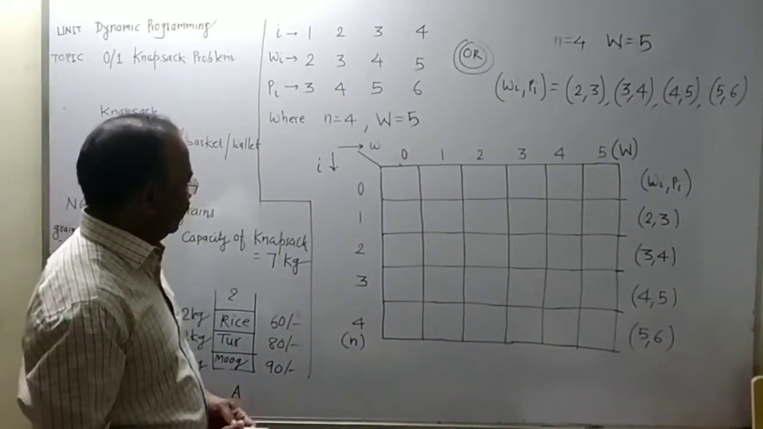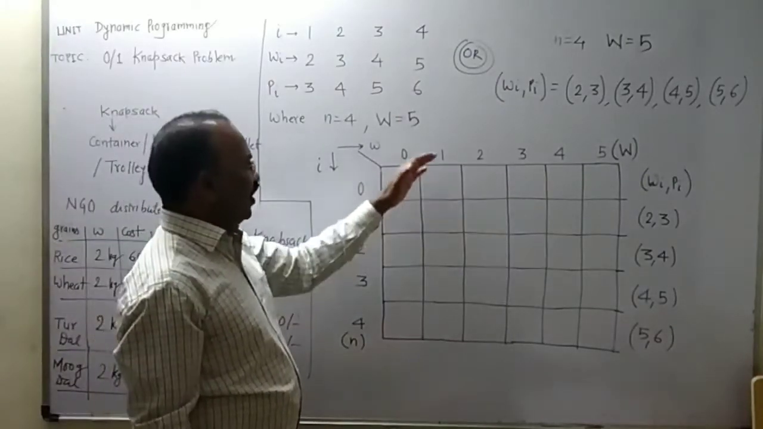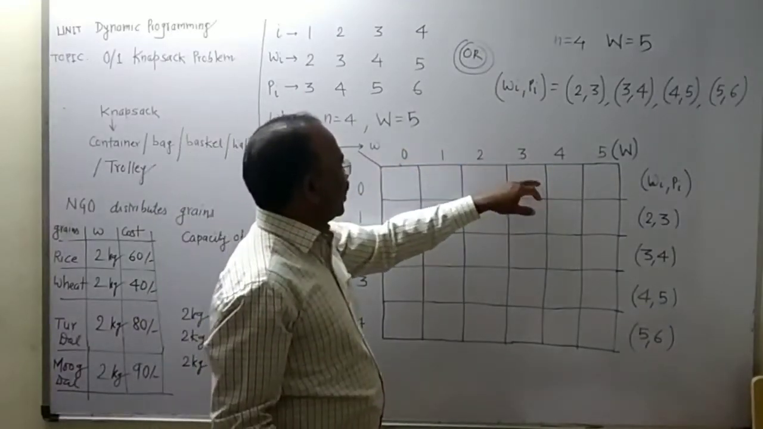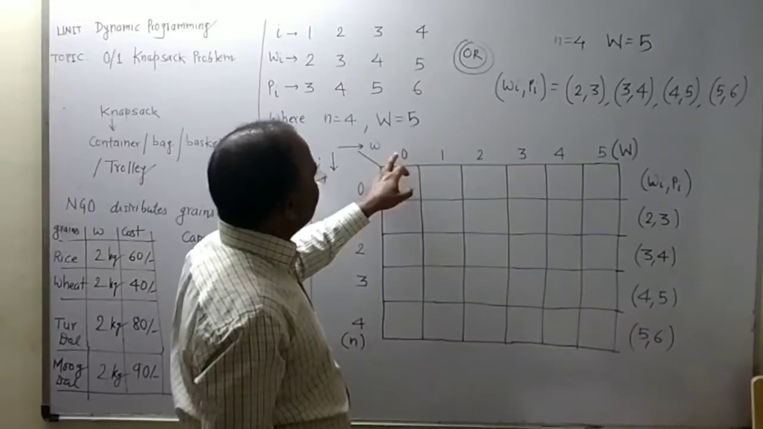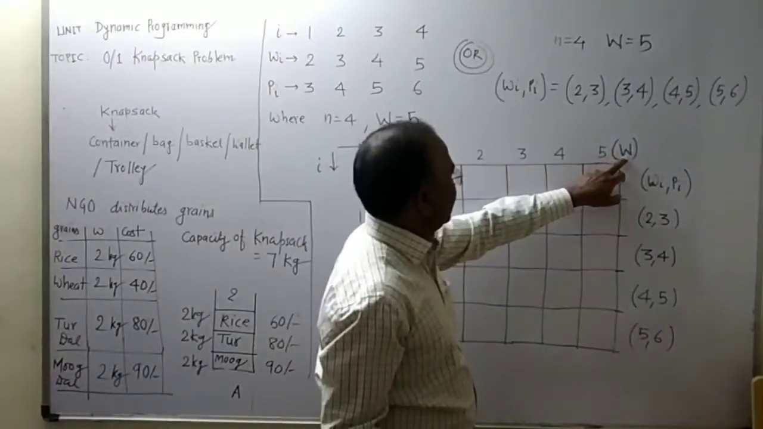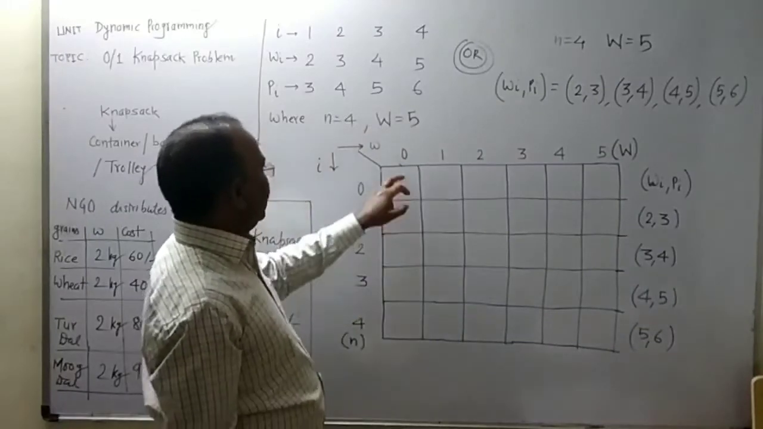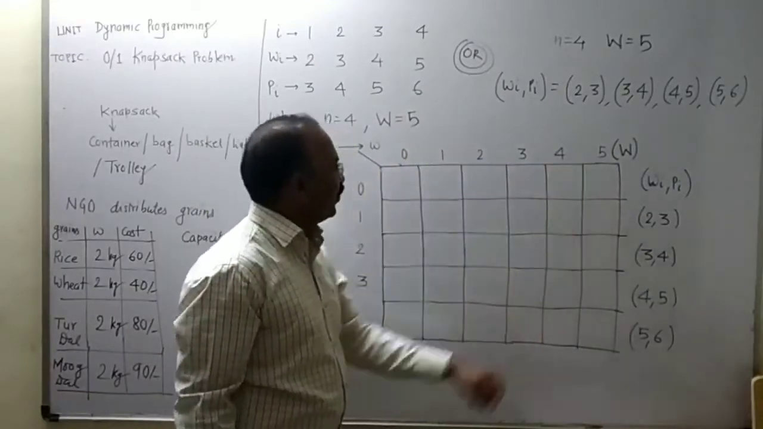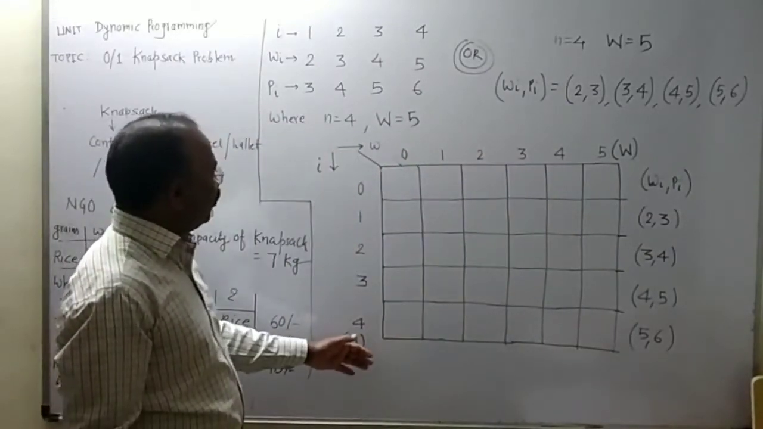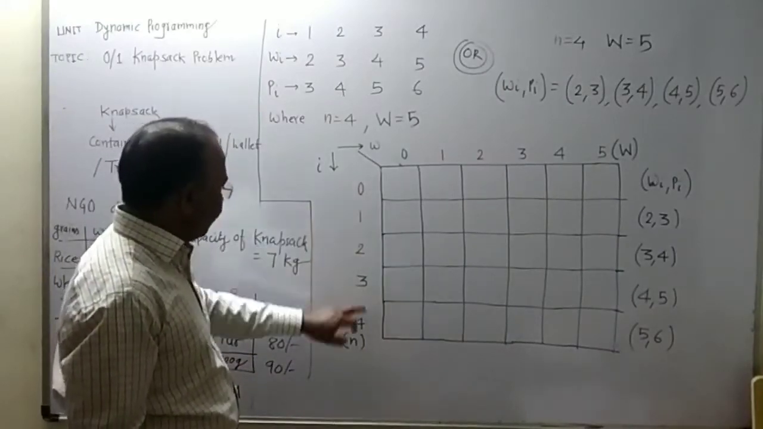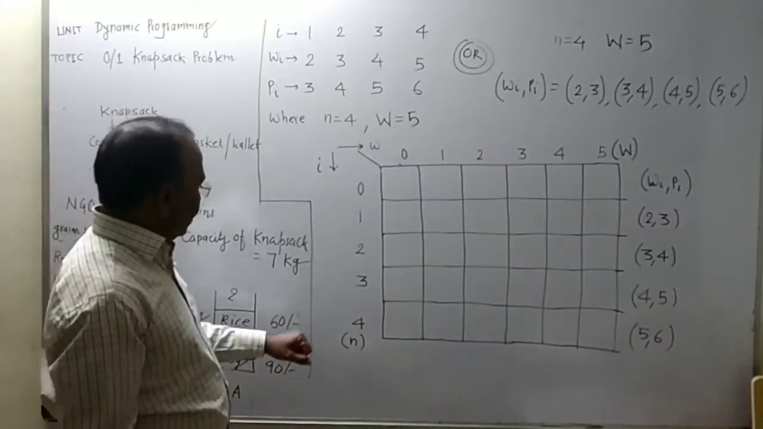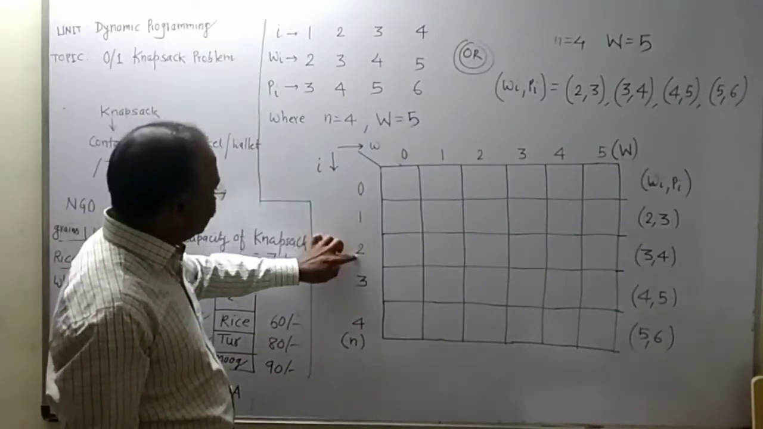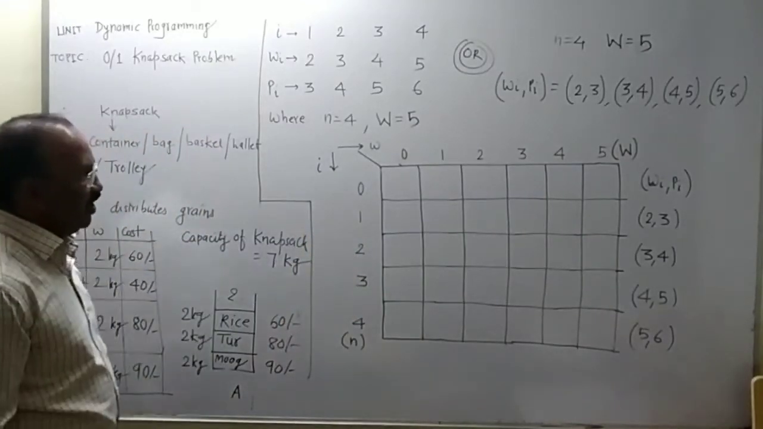So let us see how we have got this matrix. The number of columns can be obtained starting from 0 to the maximum capacity of the knapsack, that is 5. So in this way we will get 6 columns from 0 to 5, and the number of rows we will get starting from 0 to the number of objects. Here the number of objects is 4. It means that you will get 5 rows: 0, 1, 2, 3 and 4, right?